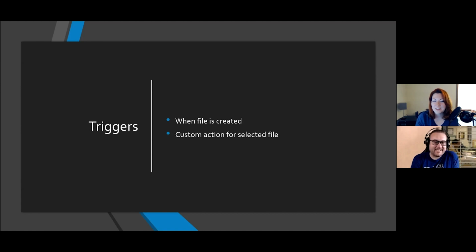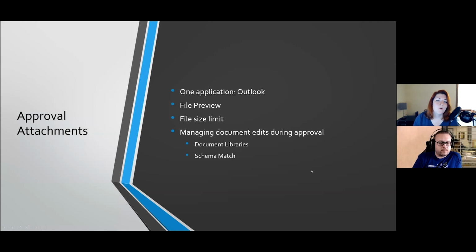So a couple of the triggers that we're going to be looking at today specifically is the automatic trigger of when a file is created. So when something runs immediately as soon as a document is uploaded. We'll go over a couple of gotchas there just about that trigger in general when working with documents. But what we're really going to dive into is the custom action for the selected file. That one's going to be a manually triggered flow, but it's going to cover everything that you need to do in order to actually get somebody to look at the content of the document.